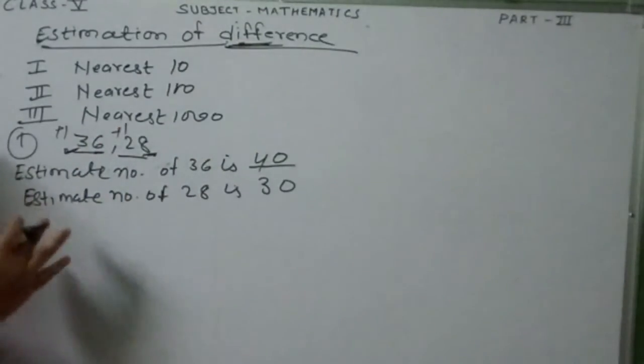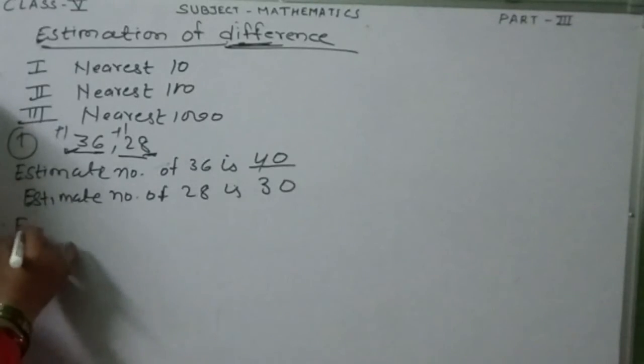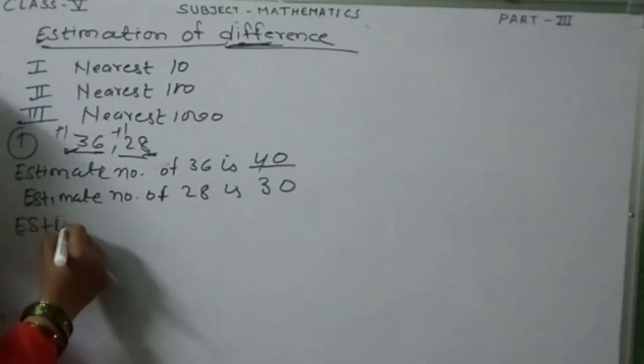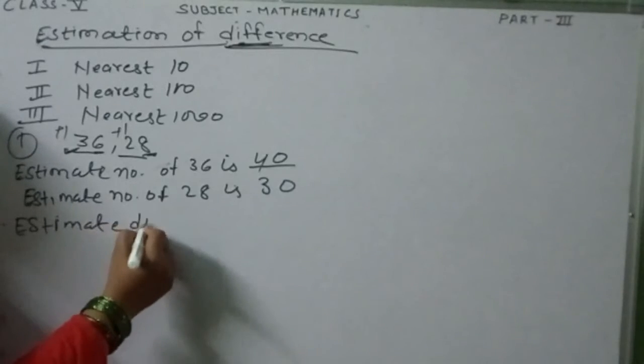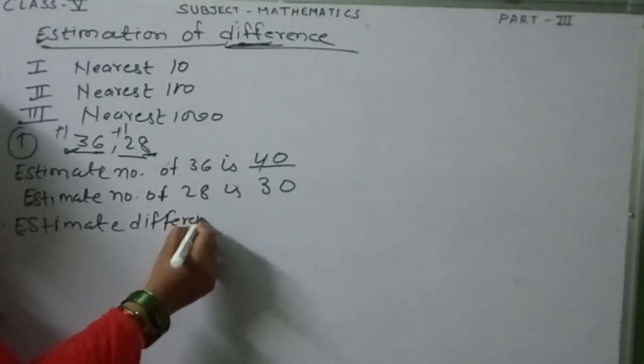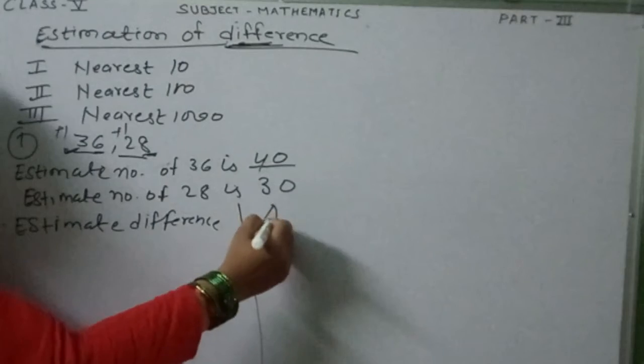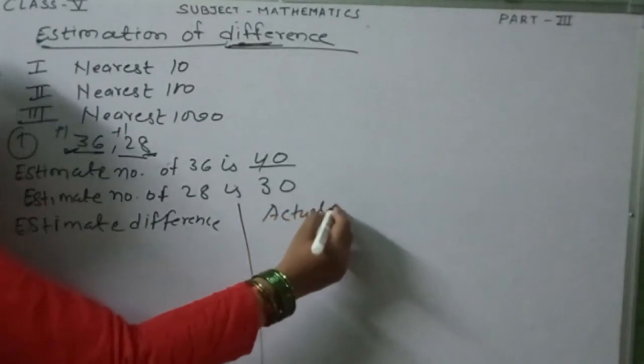Okay. Now the difference, the estimated difference. You have to write here the estimated difference, and also you have to find the actual difference.